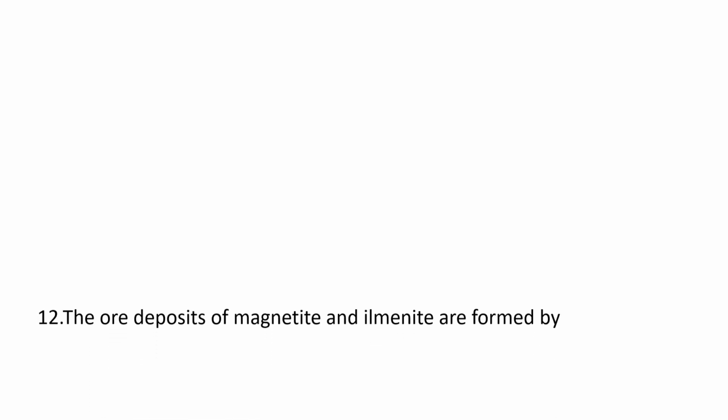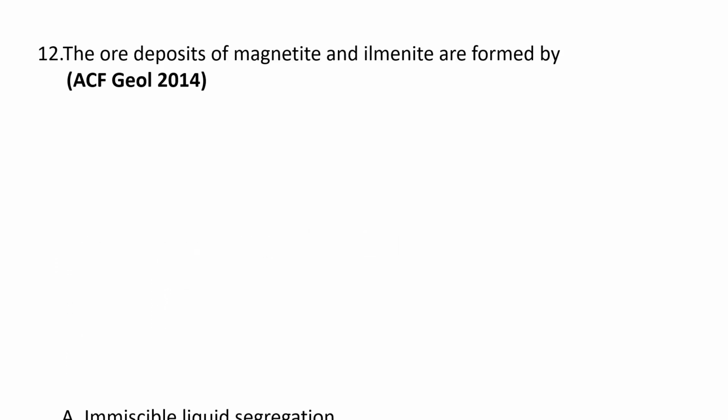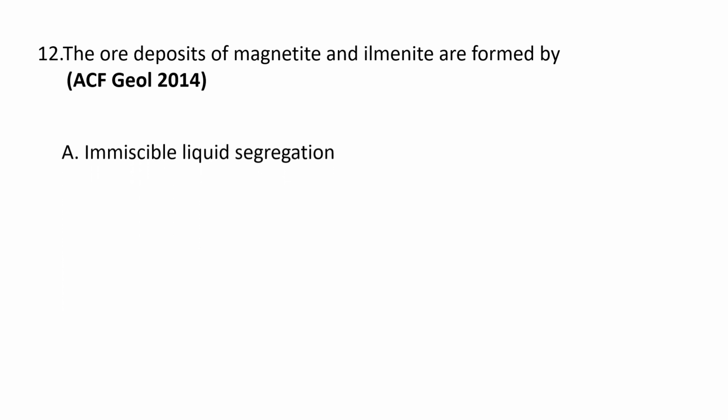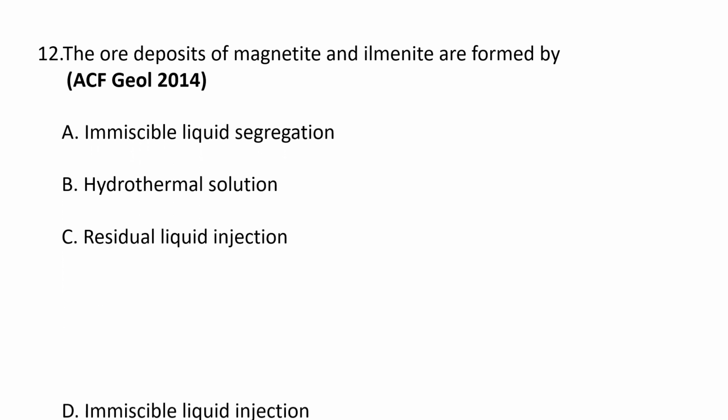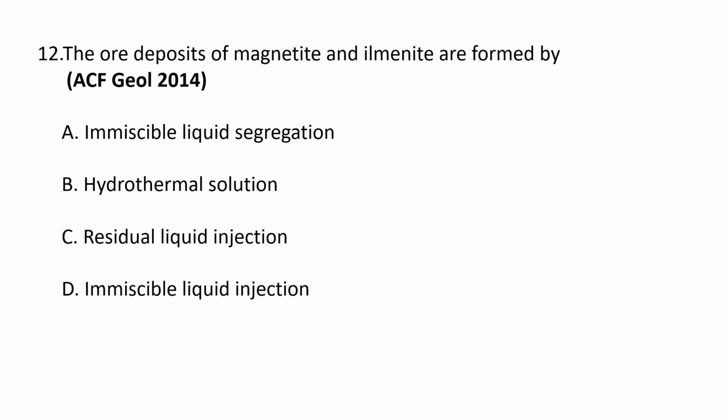Next question. The ore deposits of magnetite and ilmenite are formed by A, immiscible liquid segregation, B, hydrothermal solution, C, residual liquid injection, D, immiscible liquid injection. The ore deposits of magnetite and ilmenite are formed by residual liquid injection. Residual liquid accumulated during the process of residual liquid segregation is, under certain conditions, injected into the parent rock or the enclosing rocks, resulting in the formation of residual liquid injection deposits. C is the correct option. Next question.